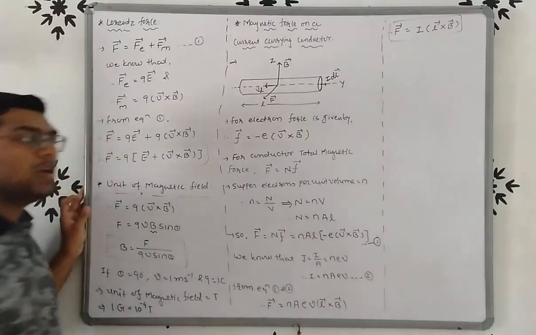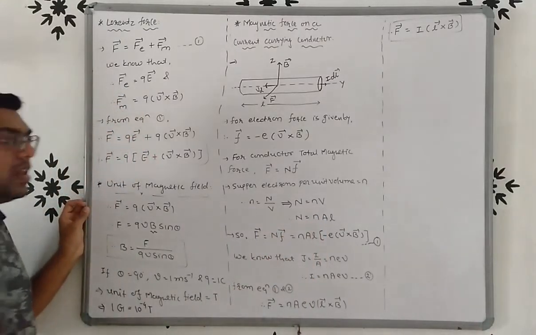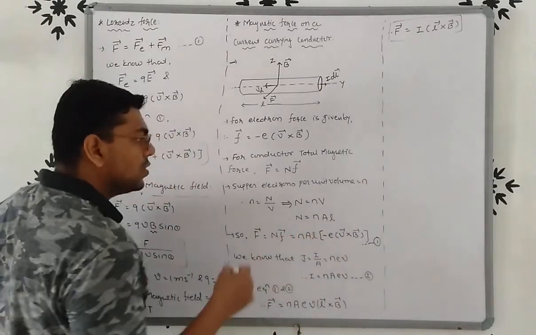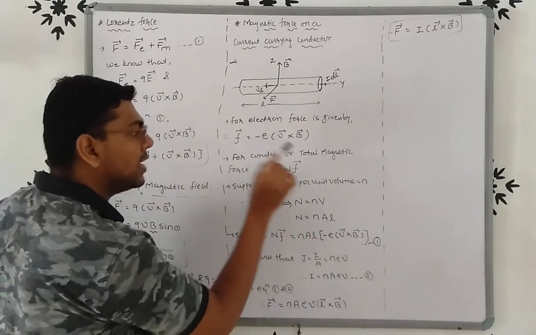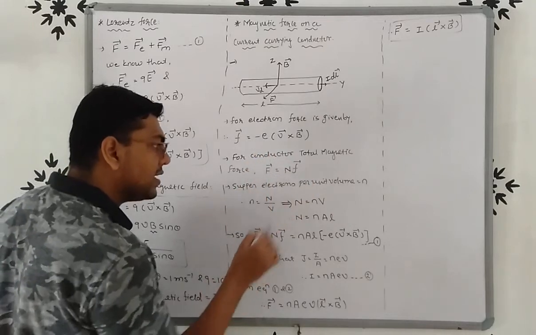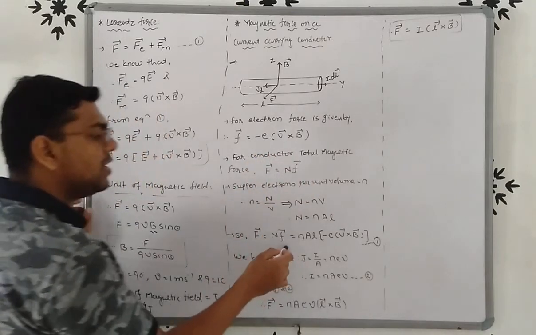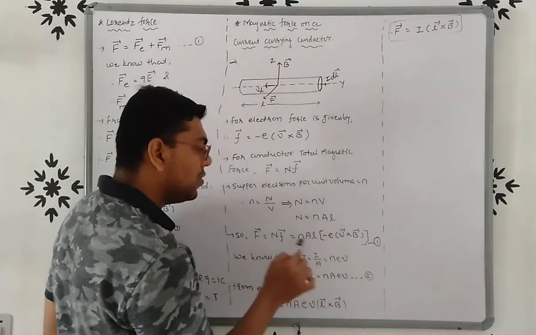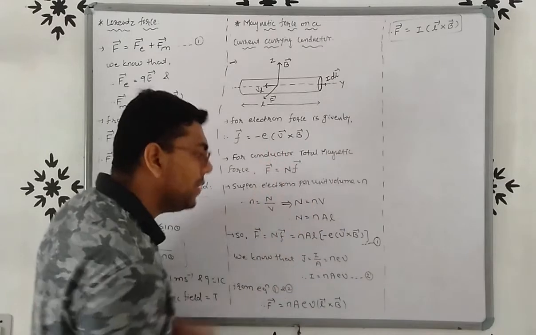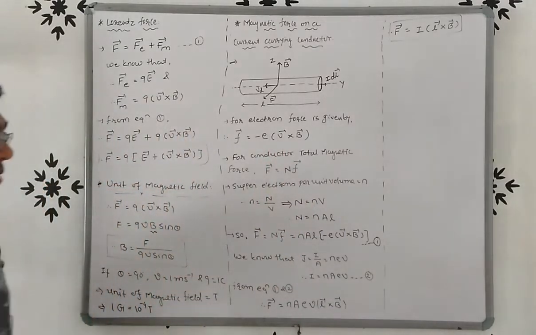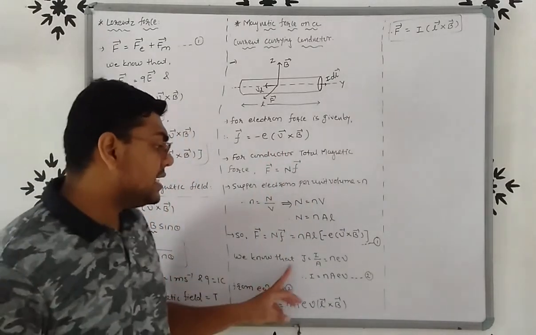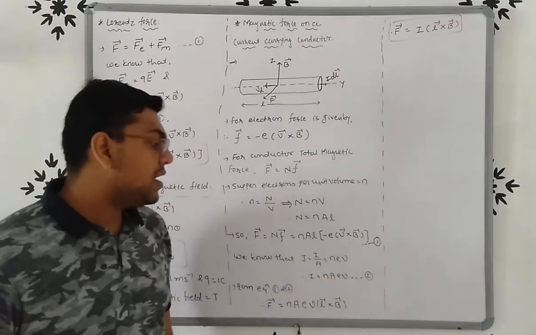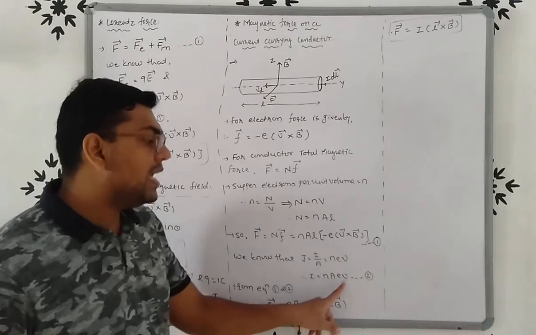But we know that volume is equal to area into length L. So capital N is equal to small n A L. So for the conductor, total magnetic force vector F is equal to small n A L into f, that is minus e into V cross B. But we know that J is equal to I by A, right? It is equal to n e V. So I is equal to n A e V.